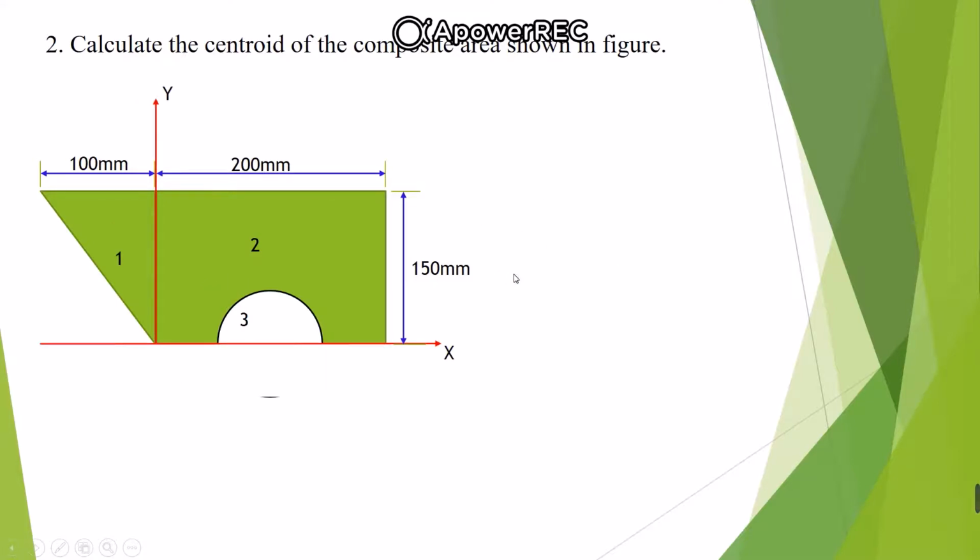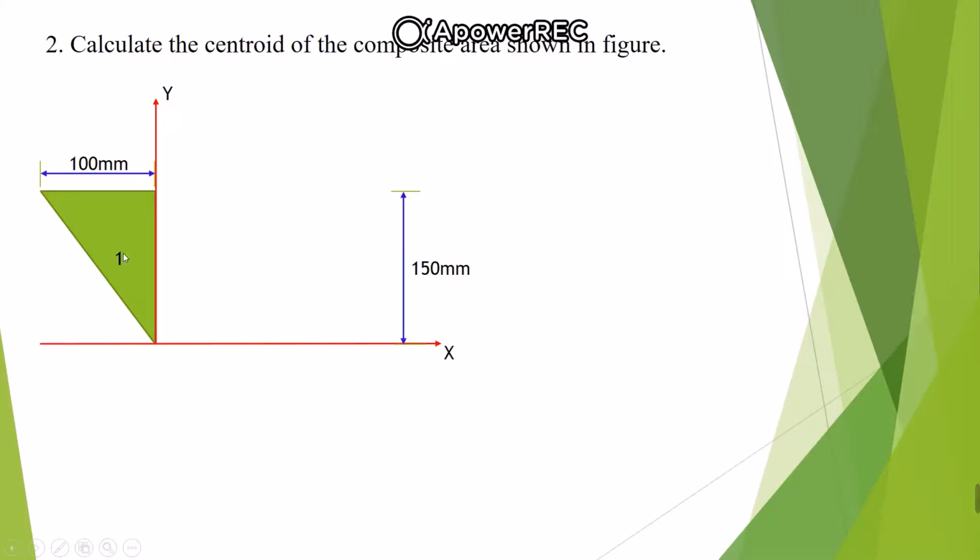Now, in order to locate the centroid of the composite section, first we will consider the triangular section. For that we will remove the rectangular section and semicircular section from this composite section. Now how will you locate the centroid? Let G1 be the centroid of this triangular section. This G1 will be at a distance of b by 3 from the y-axis, right? That we have already learned. B by 3 from the reference y-axis. So this is our x1, 100 by 3.